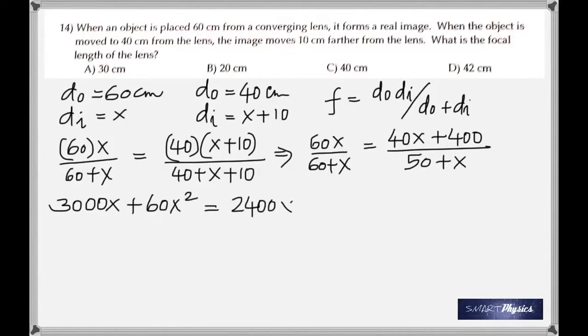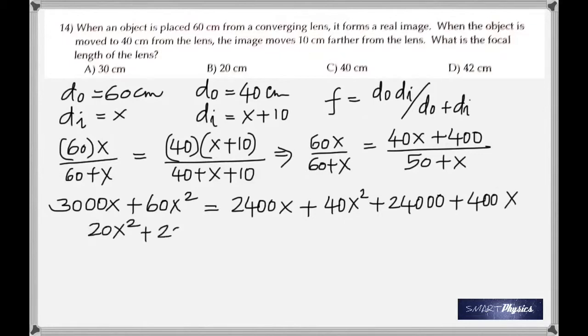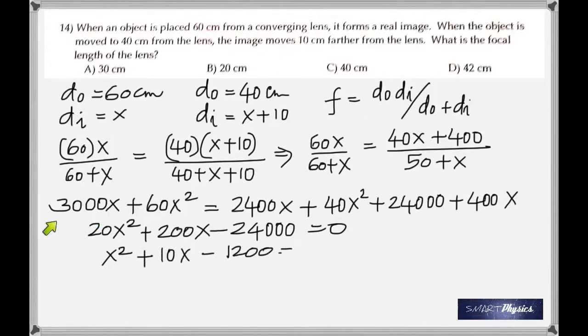You need to carefully look at how the cross multiplication is done. If the video is running too fast, please pause it and look at it. Rearrange, bring all the terms to one side. You have 60 and 40, so that makes it 20. And then you have x is 2800 and 3000, so that's 200.